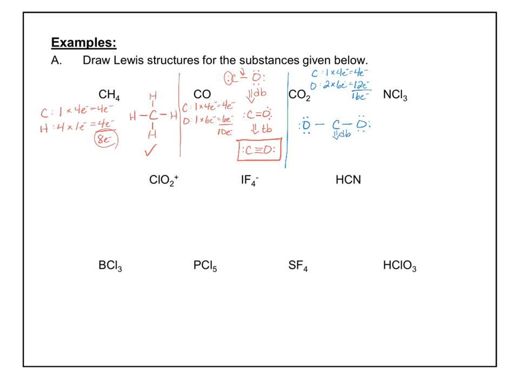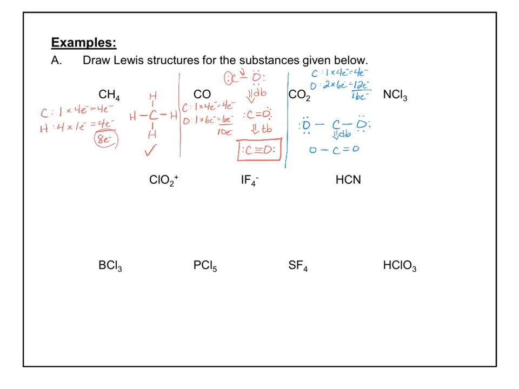Pick a side, any side, it doesn't matter, and instead give it a double bond. So I just picked the right side, you could have picked the left side, and that's fine. Give the outer atoms their octet. Remember, you're always going to be focusing on that central atom last.